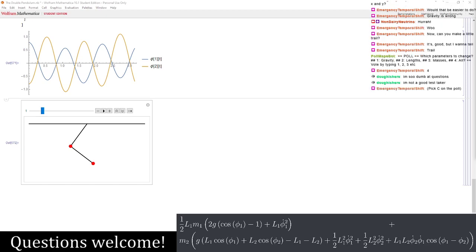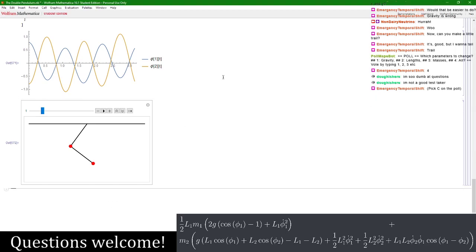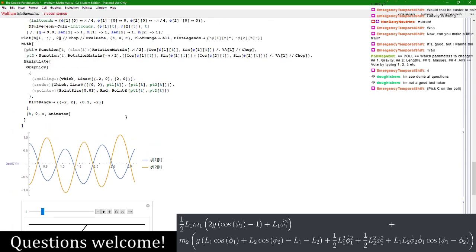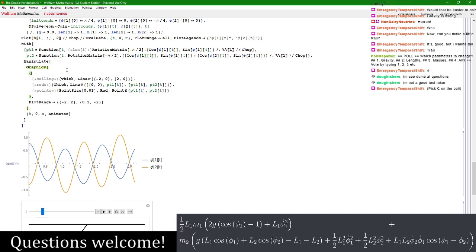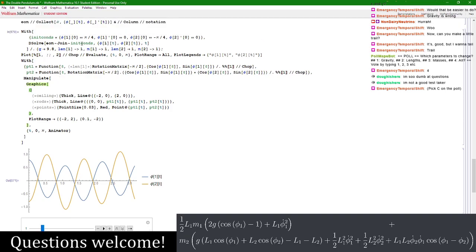Pick C on the poll. Masses? Let's see. Let's see. We'd also change initial conditions. There's a lot of things we can change.